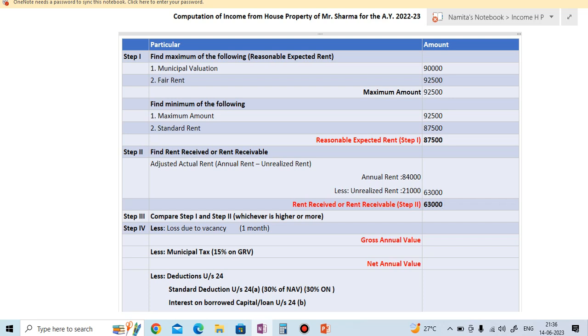Rent received or receivable amount is 63,000. Okay, so step 2 we did. Step 2, how much is the value of step 2? Rent received or receivable is 63,000. Now step 3. Step 3 is what?